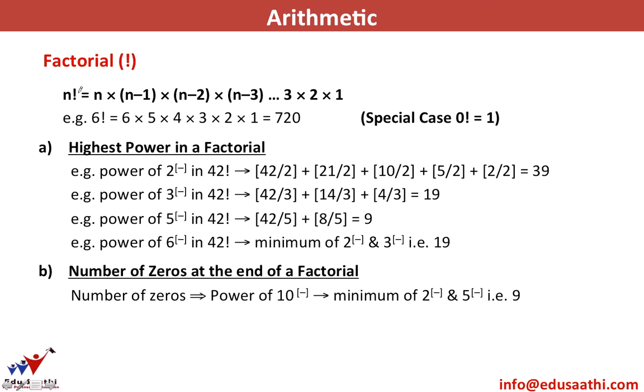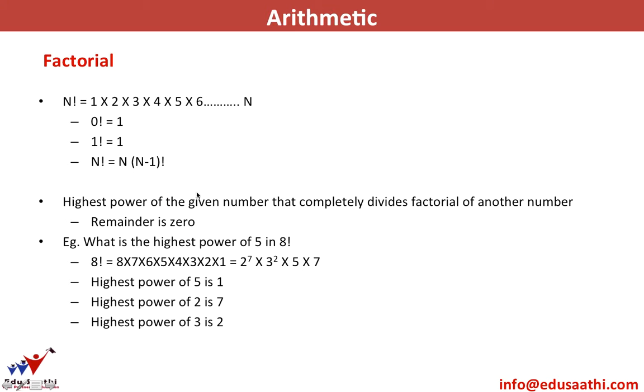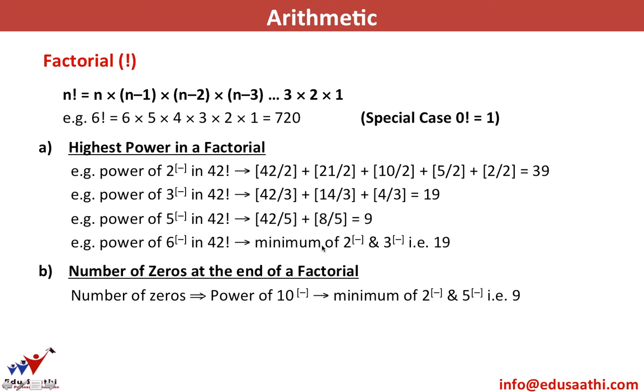Moving ahead, I am looking at examples now. For 42 factorial, I have to find the highest power of 2, highest power of 3, highest power of 5 and highest power of 6. What we did in the previous slide was combining things up. Now, when I have a number like 42 factorial, I can't keep on writing it as 42 into 41 into 40 into 39 into 38 into 37 and combining all the prime factors. That will be very, very difficult for me to do.